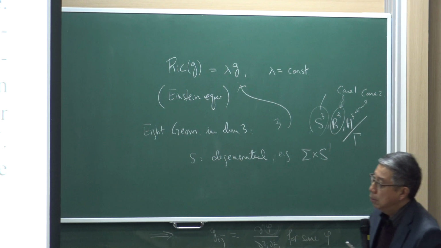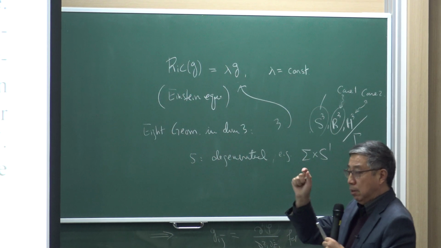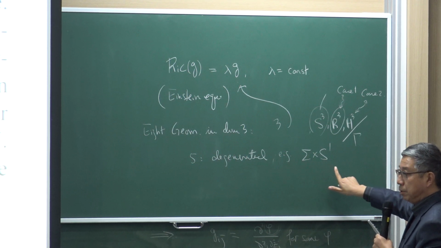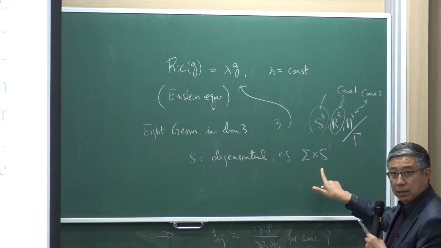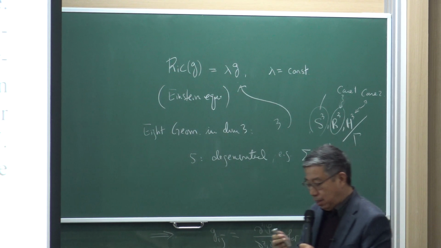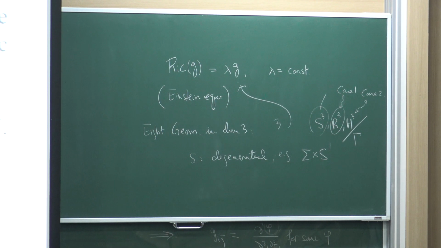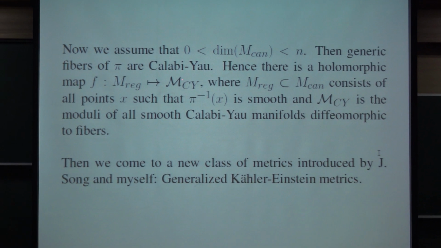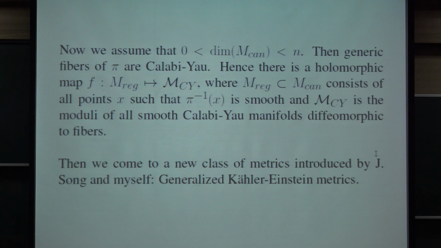Then in the dimension 3 case, there are the so-called degenerate cases. This is also true here, namely the case we need to consider is when the dimension of the canonical model is between 0 and n. This actually corresponds to this case. That's the 5 in dimension 3. There are five geometries that Thurston discussed, but here we also have to find these geometries.